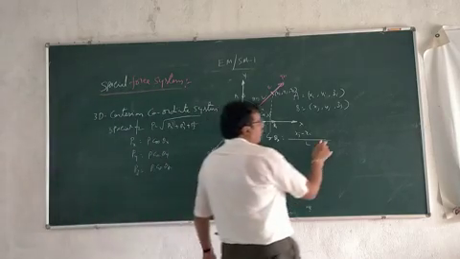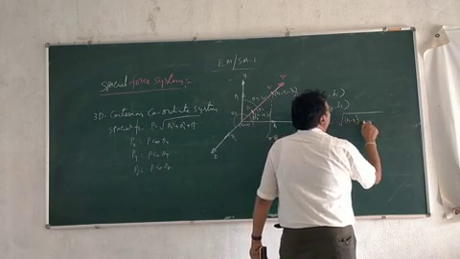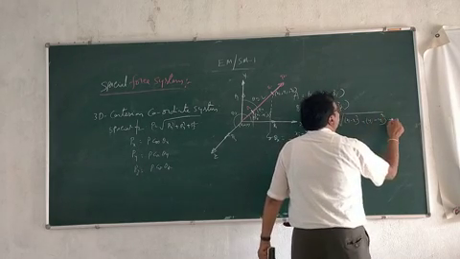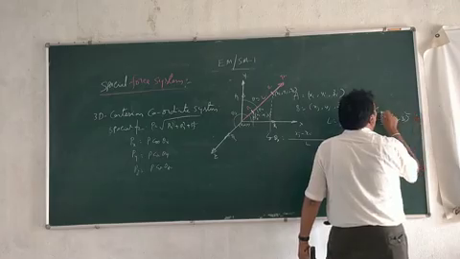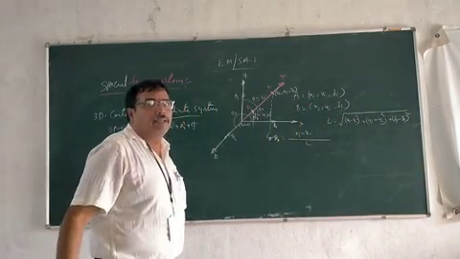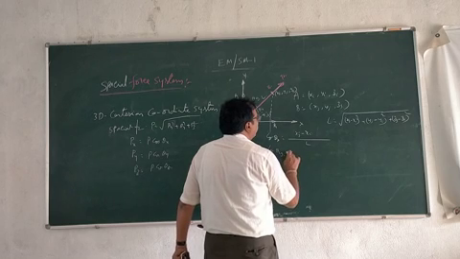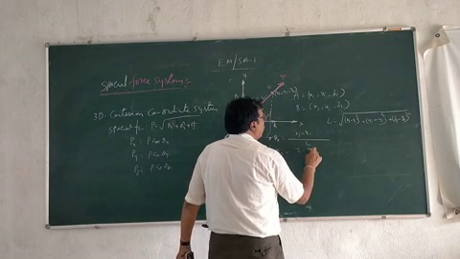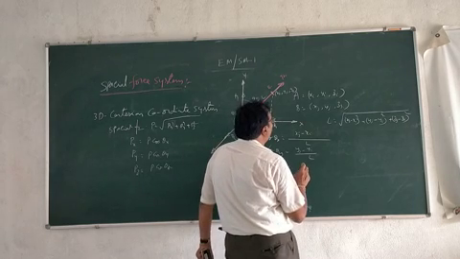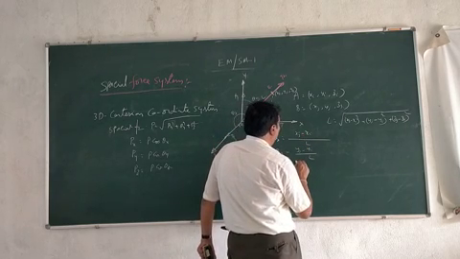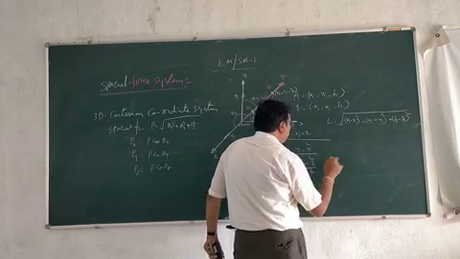Okay, how did you tell? L is equal to root of (xj minus xi) whole square plus (yj minus yi) whole square plus (zj minus zi) whole square. Okay, that's all. Cos theta y is equal to yj minus yi by L. Cos theta z is equal to zj minus zi by L. That's all.